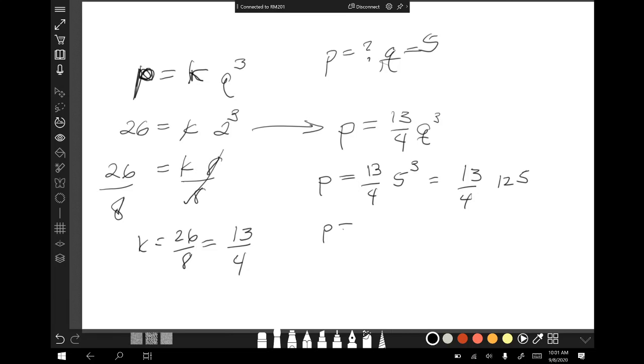Yeah, it'll be big. It'll be a decimal too, right? 1,625 over 4. Like that? Yeah, that's what the answer is. Okay, that's what, plug it in.